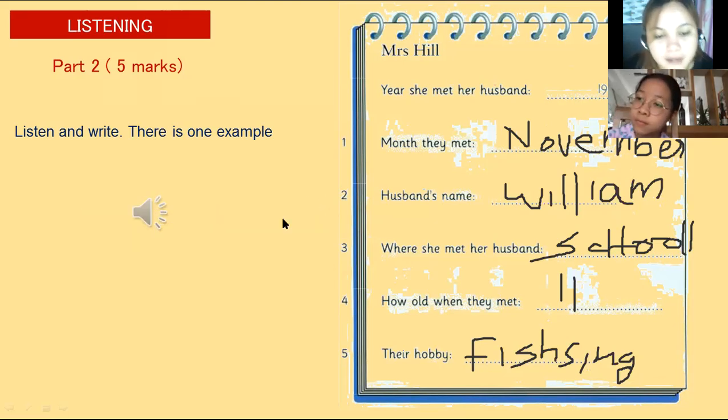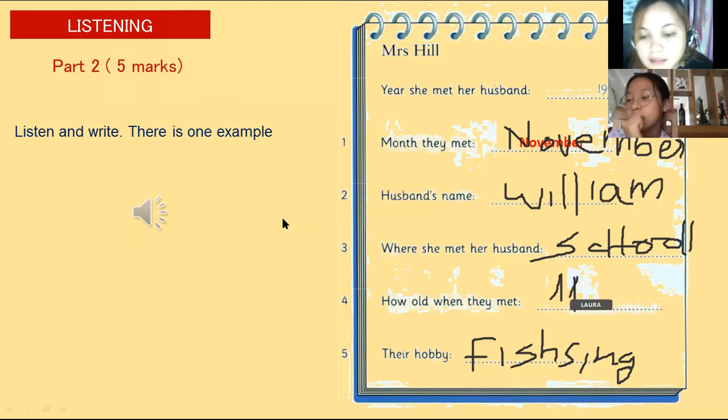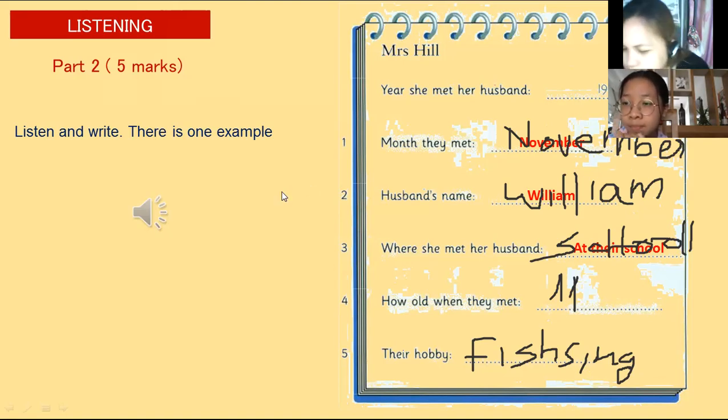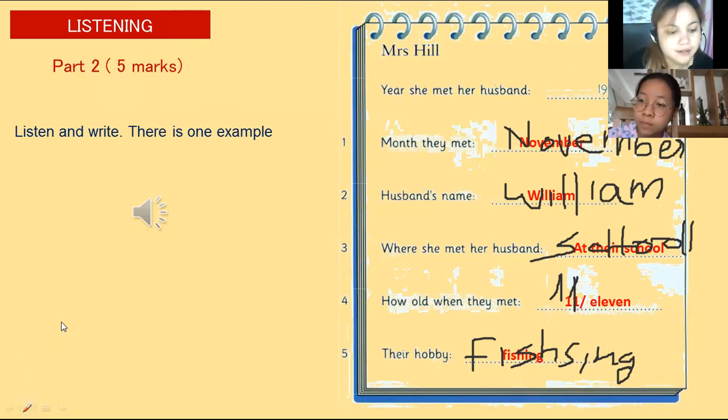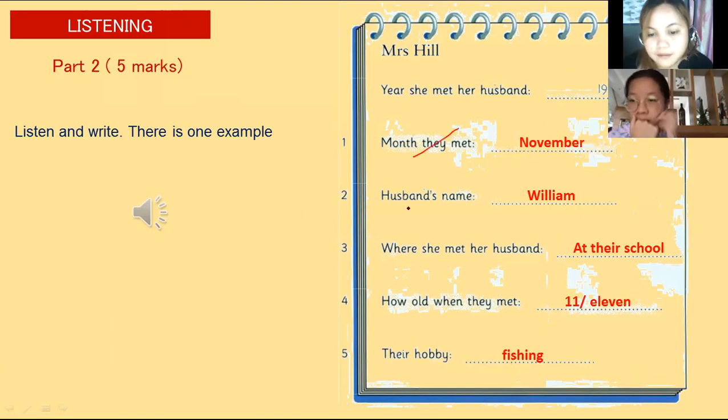Okay, let's check your answers. Okay, this is about Mrs. Hill. Year she met her husband is 1947. Number 1 month they met is November. Husband's name is William. Where she met her husband in? At their school. Okay, next one. How old when they met? It's 11. And then their hobby is fishing. Okay, good job, Laura. Your answers are all correct.